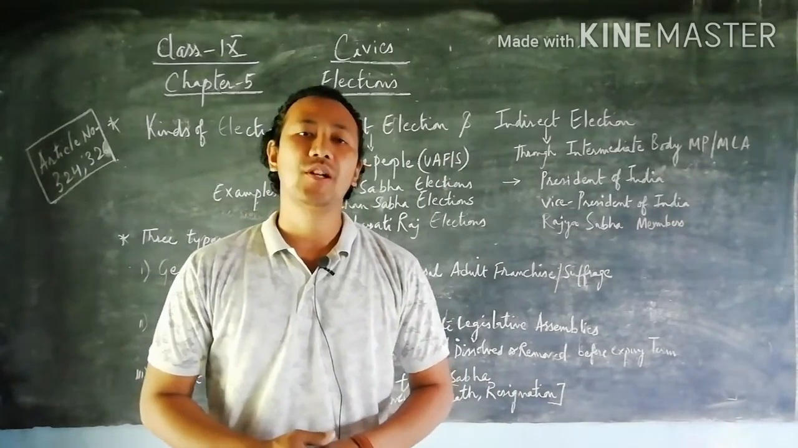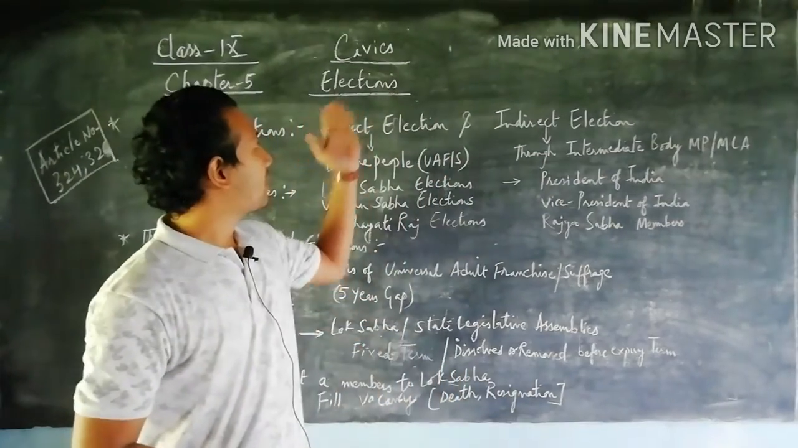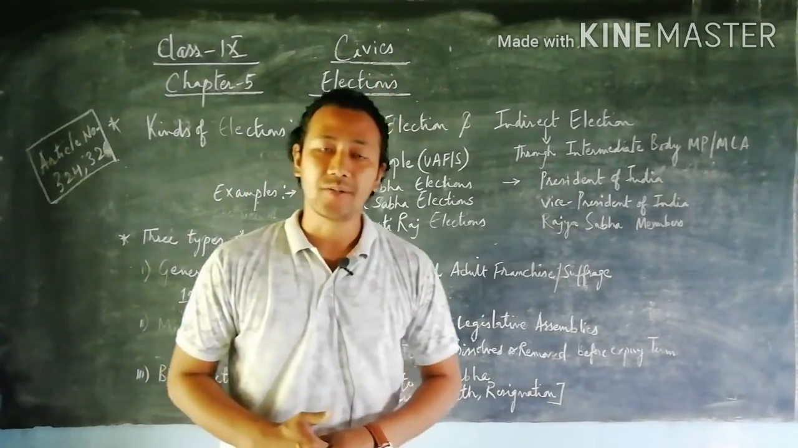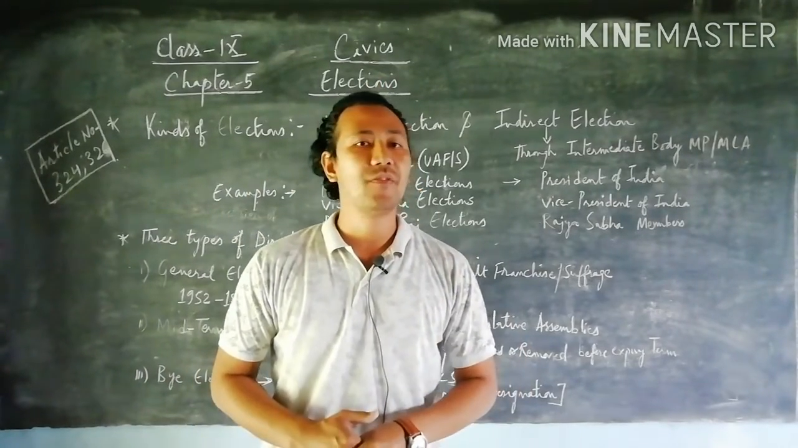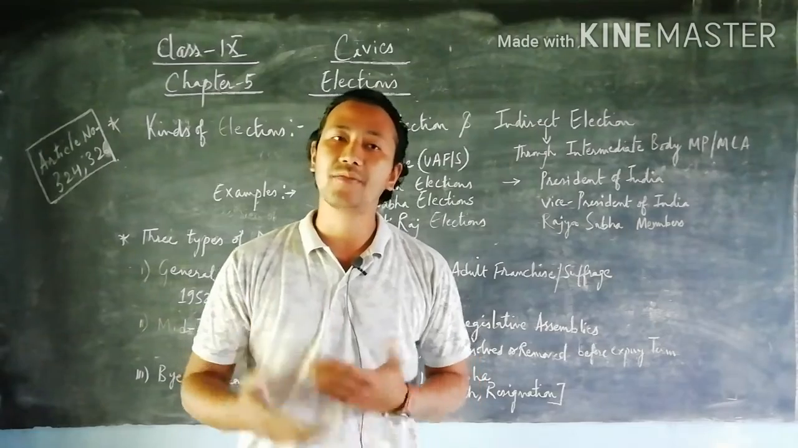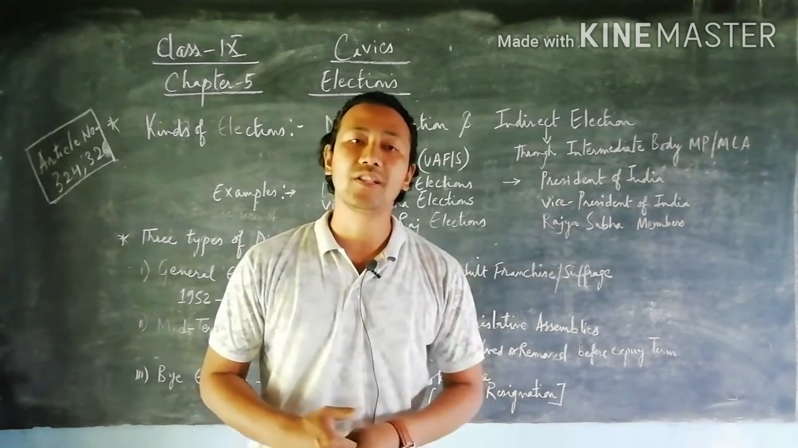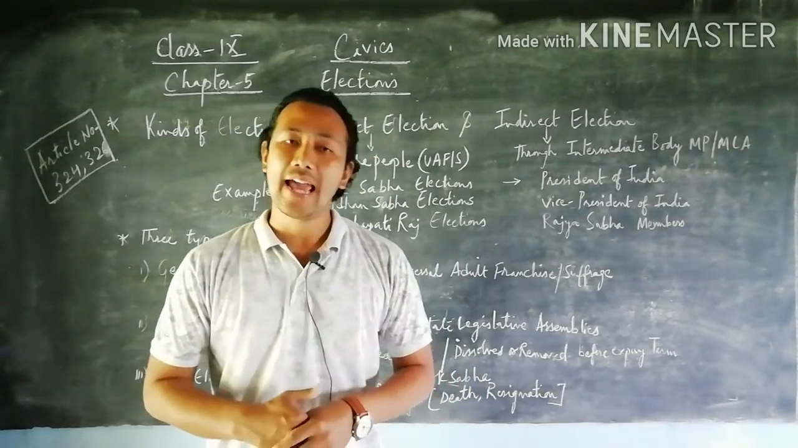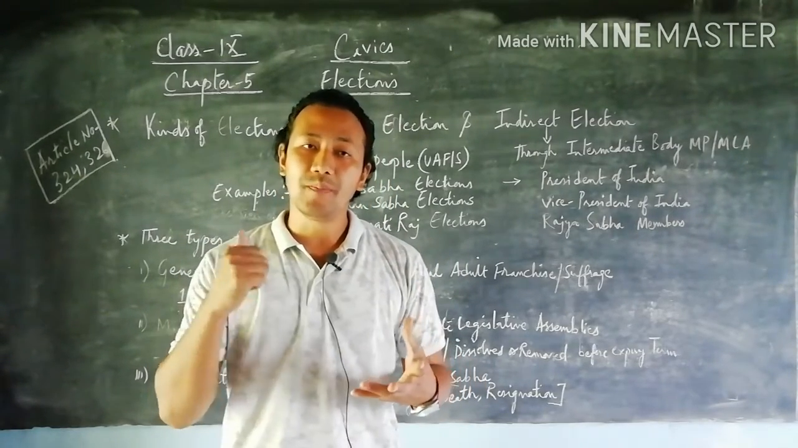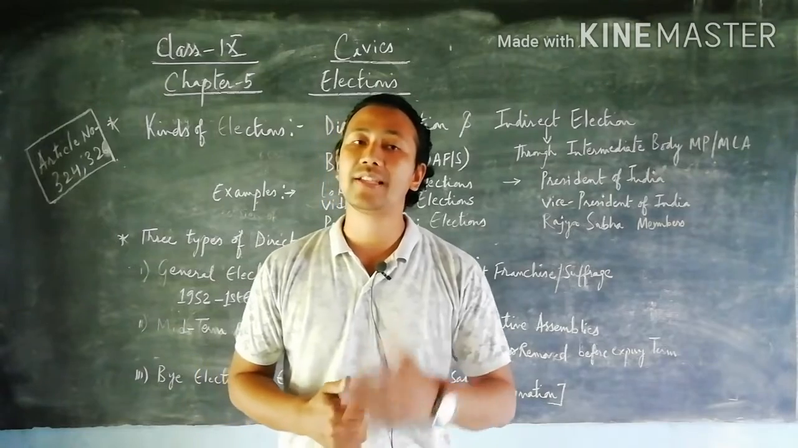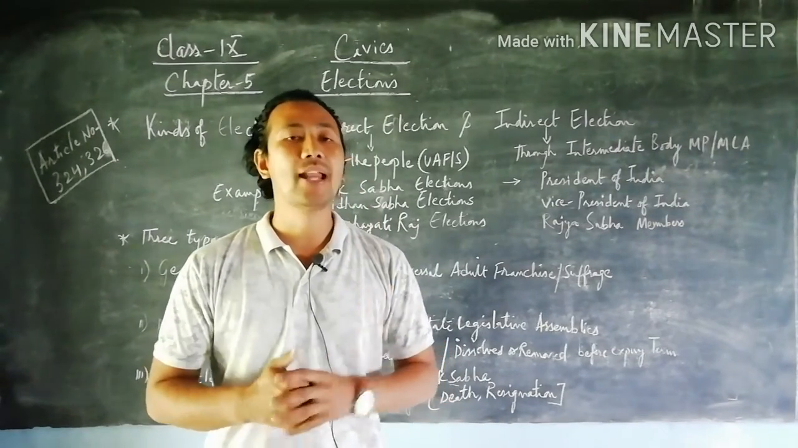Again today we will be doing the continuation part of your 5th chapter from your Civics portion, that is known as election. If you have seen the first part of the video of the election chapter, there I have told you about what is the meaning of election, what are the main features of the election, as well as what exactly the election commissioner is, with the Chief Election Commissioner of India, who has been assisted by 2 election commissioners.